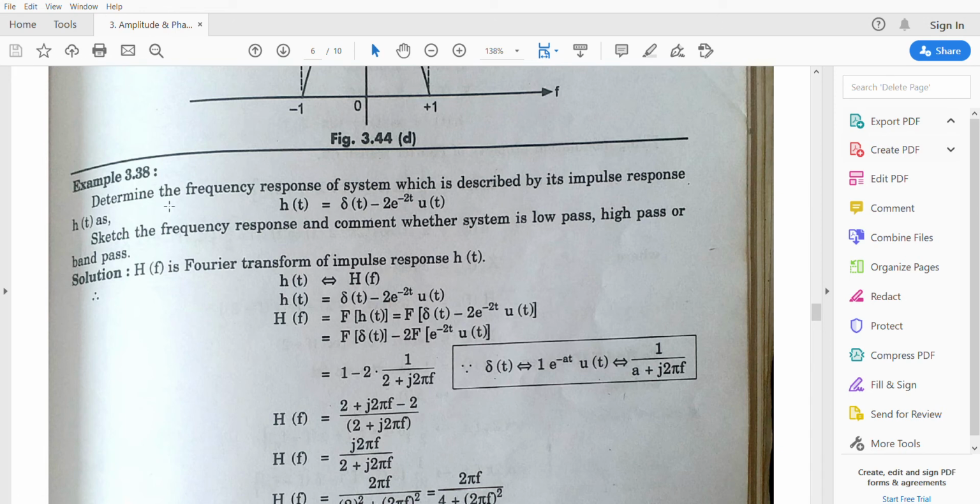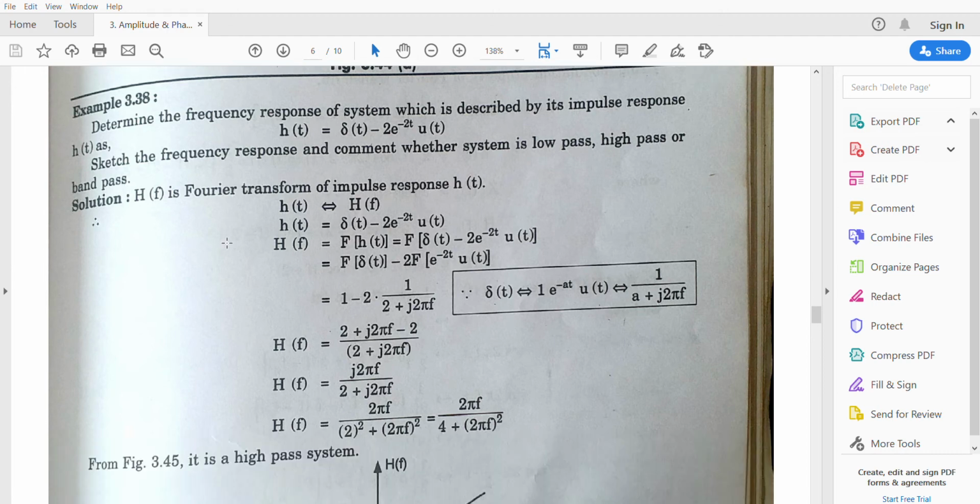Determine the frequency response of the system which is described by its impulse response. Here the impulse response h of t is given, which is equal to delta of t minus 2 e raised to minus 2t u of t. So what is the question? Sketch the frequency response and comment whether the system is low pass, high pass or band pass.